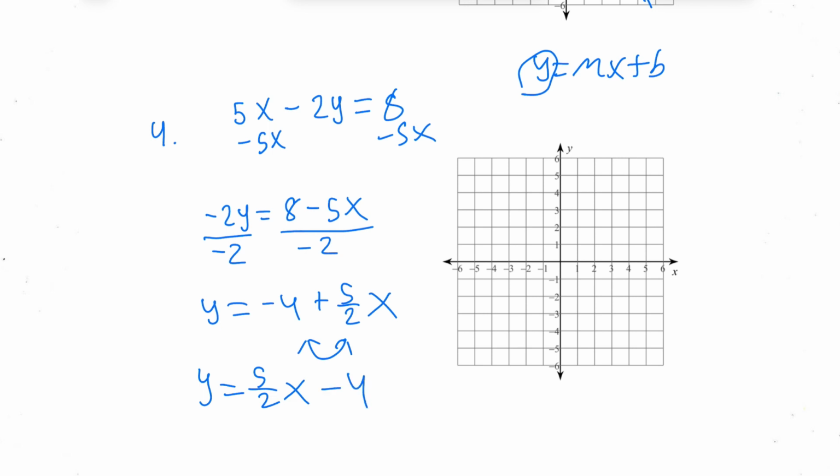So our intercept is at -4, and our slope is 5 over 2, so we're going up 5 times and to the right 2 times. 1, 2, 3, 4, 5. 1, 2. Now we have 2 points. Draw a line through those. And that's it. Graph number 4.